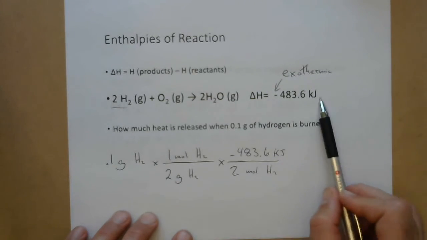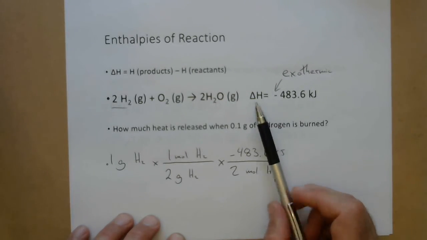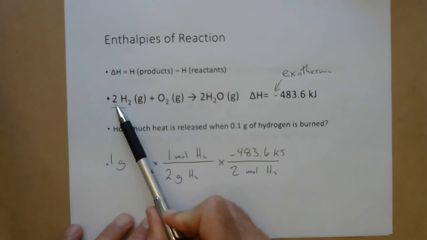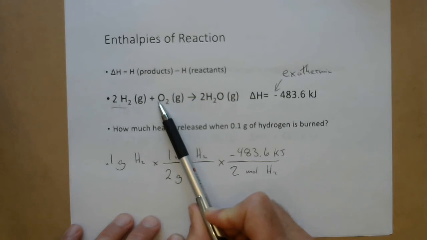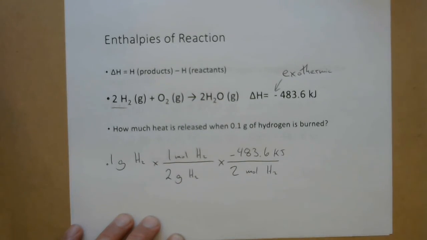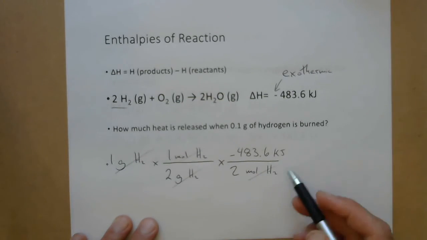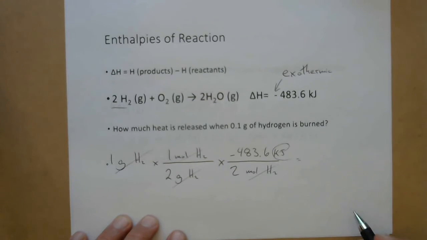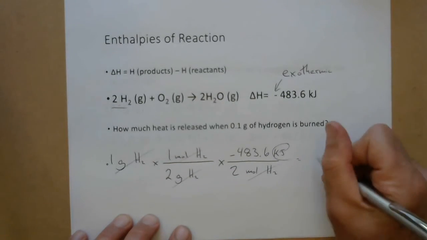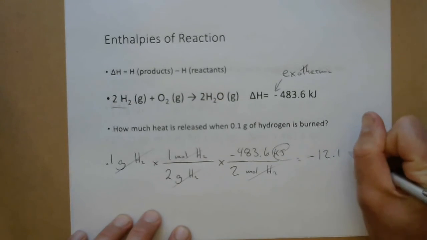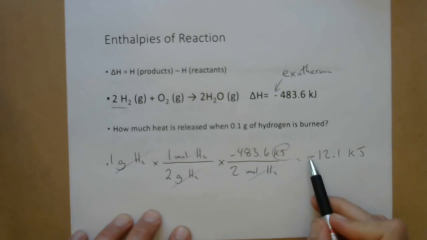So whenever you see a thermochemical equation like this, the value you have here in kilojoules is for 2 moles of hydrogen, 1 mole of oxygen, and for 2 moles of water being produced. So you can do stoichiometry, right? The grams of hydrogen cancel out, the moles of hydrogen cancel out, and in the end you're going to get kilojoules of heat, and this comes out to be negative 12.1 kilojoules. So it's negative, that's telling us that the heat's being released.